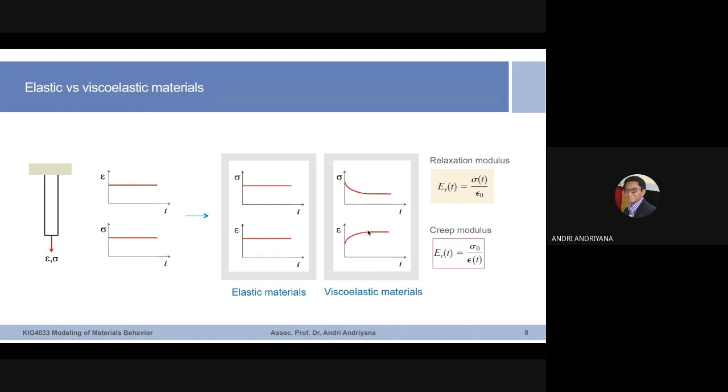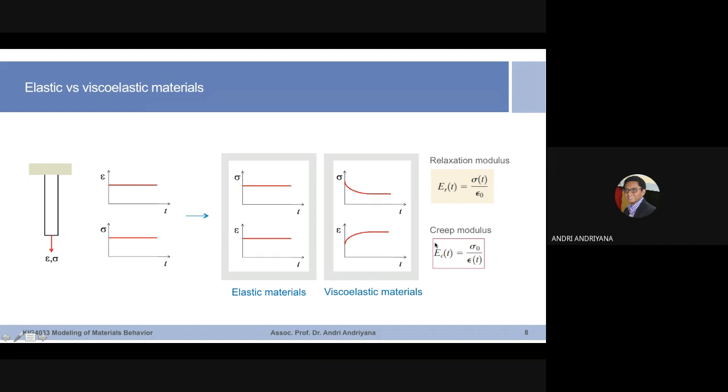Okay. Now, if you are dealing with a viscoelastic material, what can we obtain from the relaxation test and creep test here? From the relaxation test, we can obtain a property called the relaxation modulus, which is sigma over strain, epsilon. The sigma here evolves with time. That is why it is a function of time.